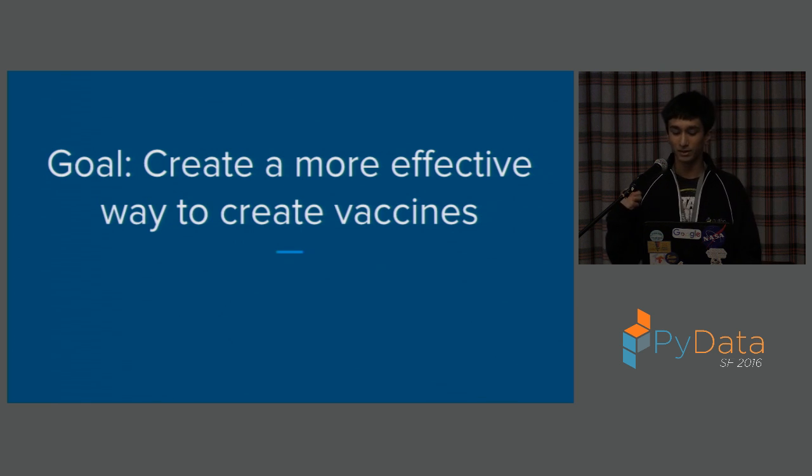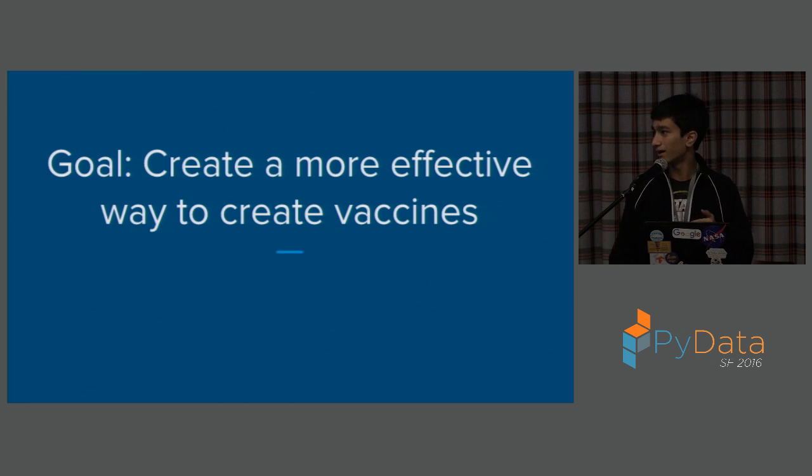So my goal was to create a more effective way to create vaccines. And by doing that, I wanted to predict how the flu itself would look in the coming years, so that scientists could analyze that and see, based on what that flu strain would look like, to use that data and come up with a vaccine for that, since vaccines are just weakened versions of the flu strains themselves.